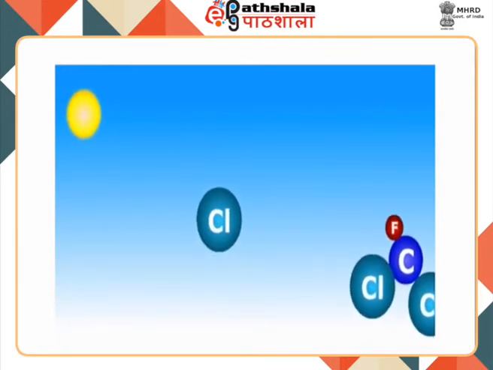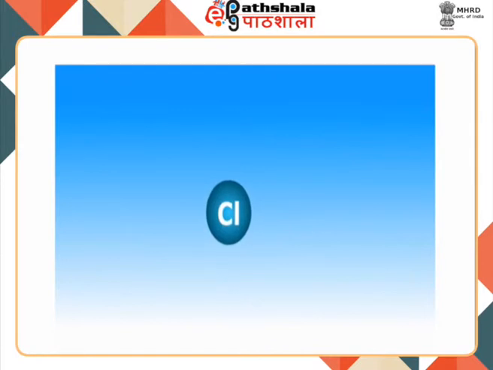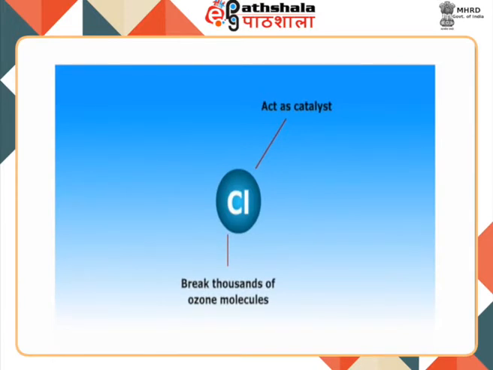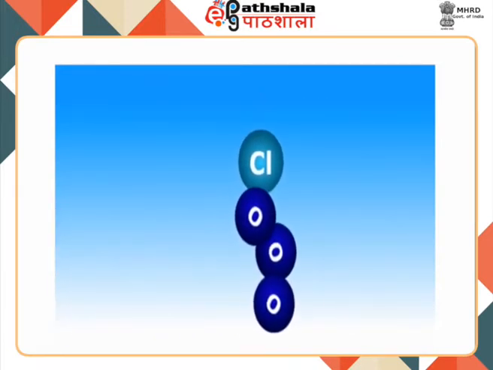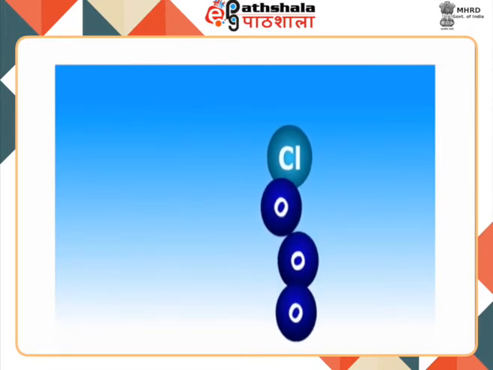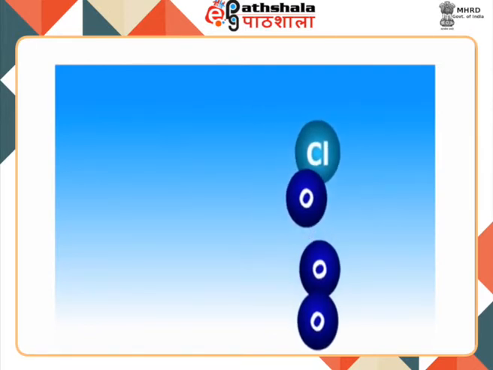The UV light dissociates these chemicals to release chlorine atoms. The released chlorine atoms act as a catalyst and break thousands of ozone molecules. It can react with ozone to form the radical chlorine monoxide.